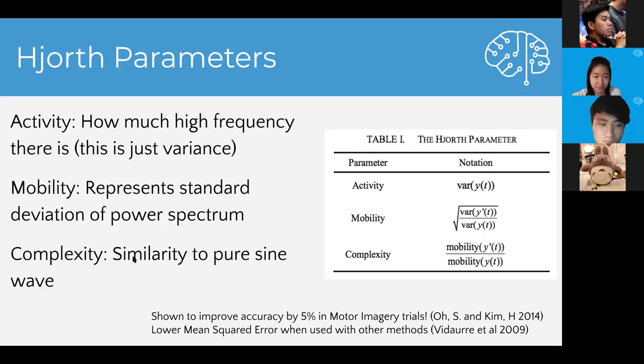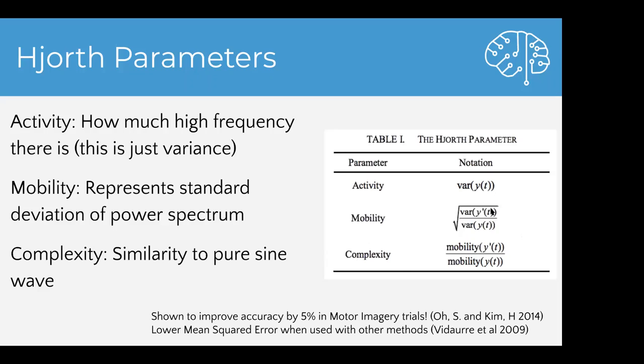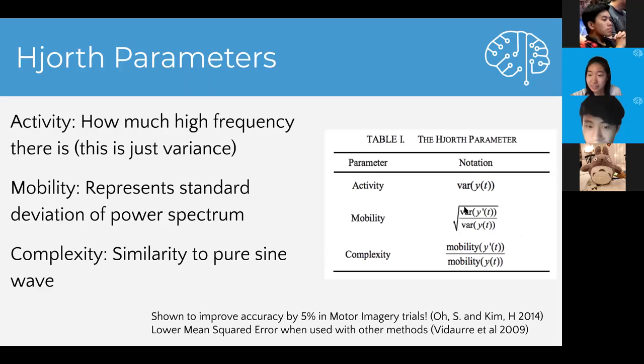And then complexity is how similar the signal is to a pure sine wave. If it's very similar to a pure sine wave, then it's probably not too complex. But if it doesn't look like a sine wave, then we'll say that's more complex. So these are two other metrics that you can use. And y prime of t is the first derivative of y of t. So y in this case would be your signal.